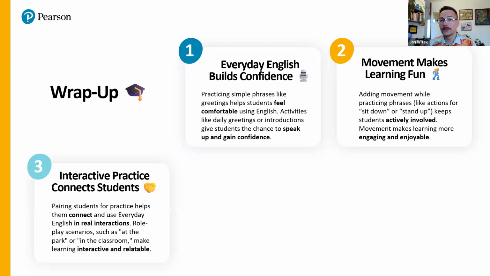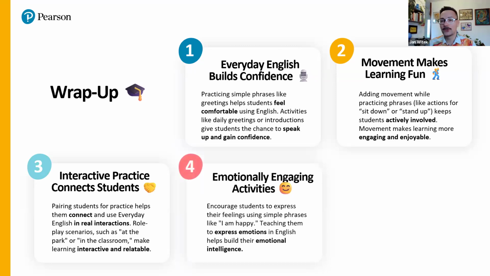Thirdly, pairing students for practice helps them connect and use everyday English in real interactions. Role-play scenarios such as at the park or in the classroom make learning interactive and relatable. Moreover, encourage students to express their feelings using simple phrases like "I am happy," "I am sad." Teaching them to express emotions in English helps build their emotional intelligence.